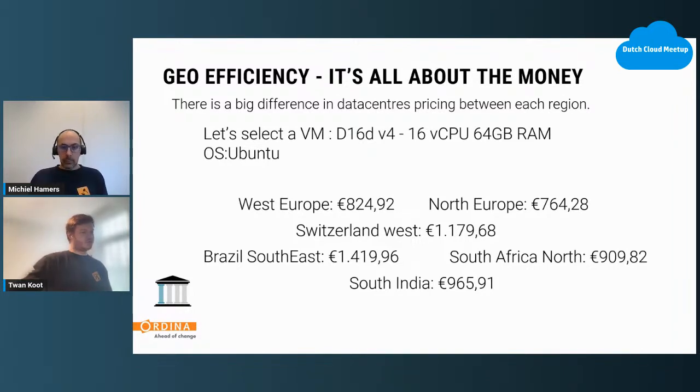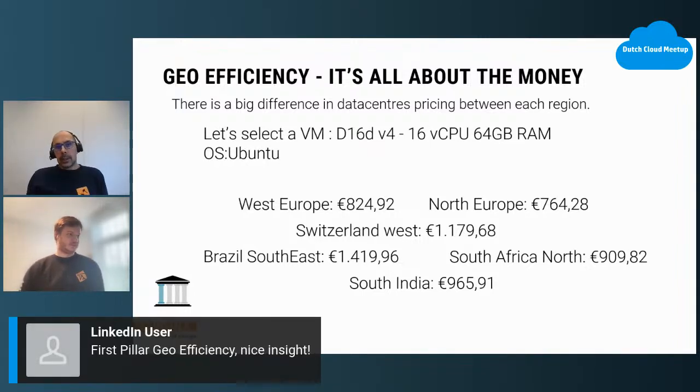So these are the prices you pay each month for this virtual machine. We took the operating system out of the equation because Windows Azure always taxes you for the license, so we use open source. And you see, as Michiel has already said, a huge difference. For Brazil, it's almost 1,500 euros a month compared to North Europe. It's nearly half the price for the same compute power.